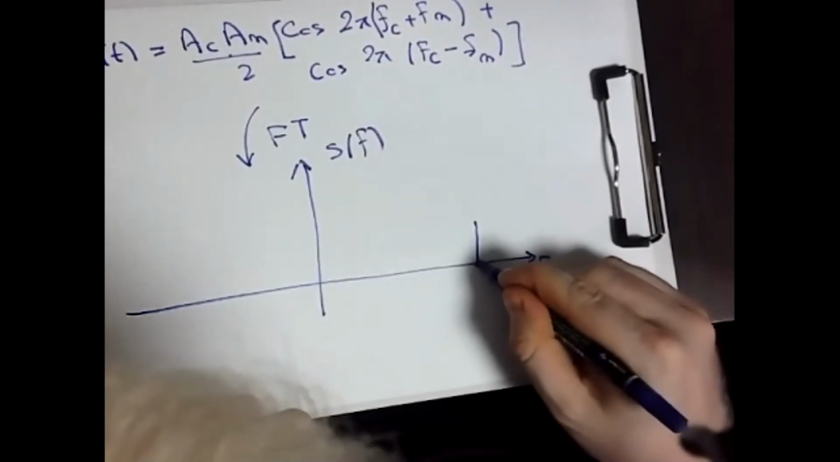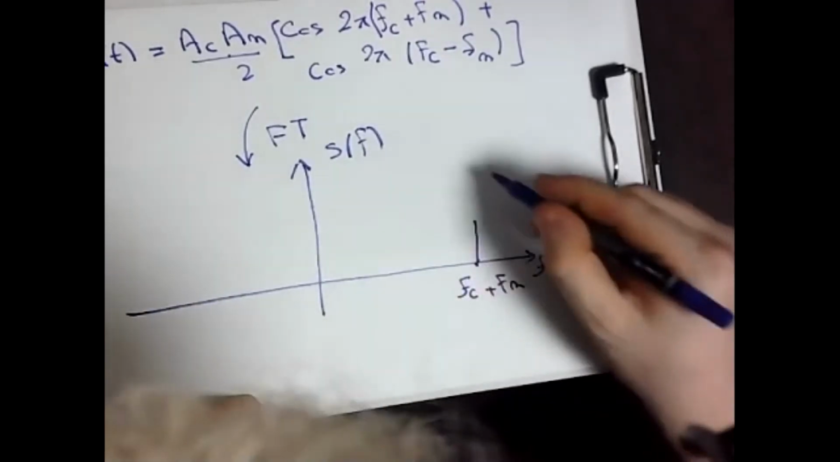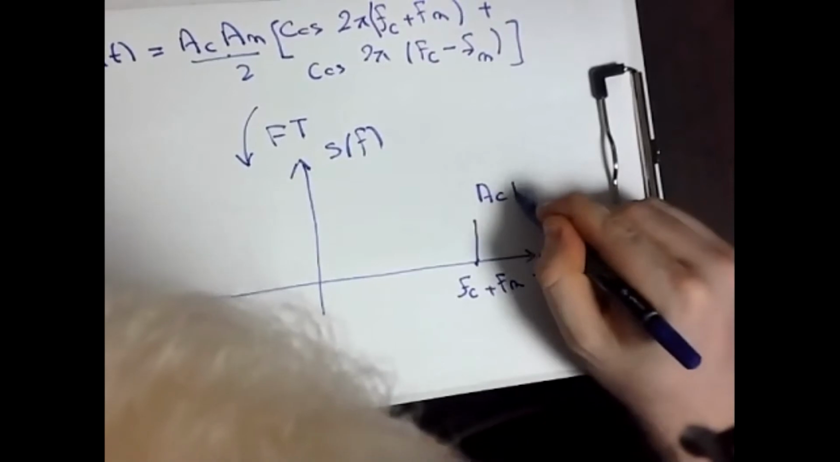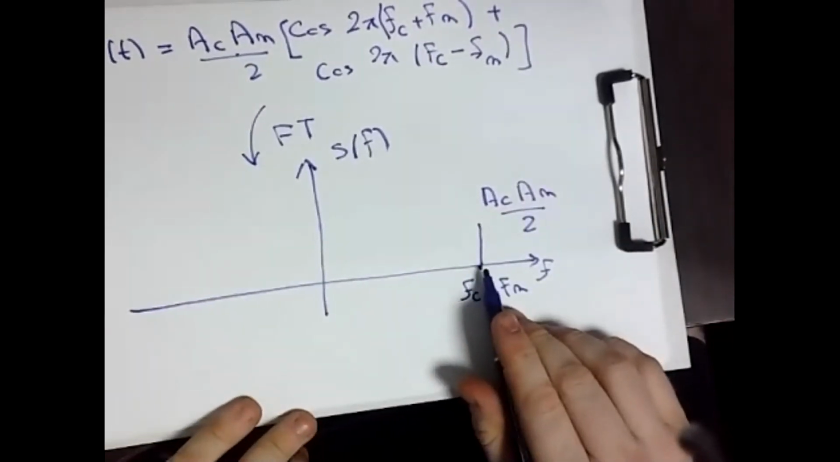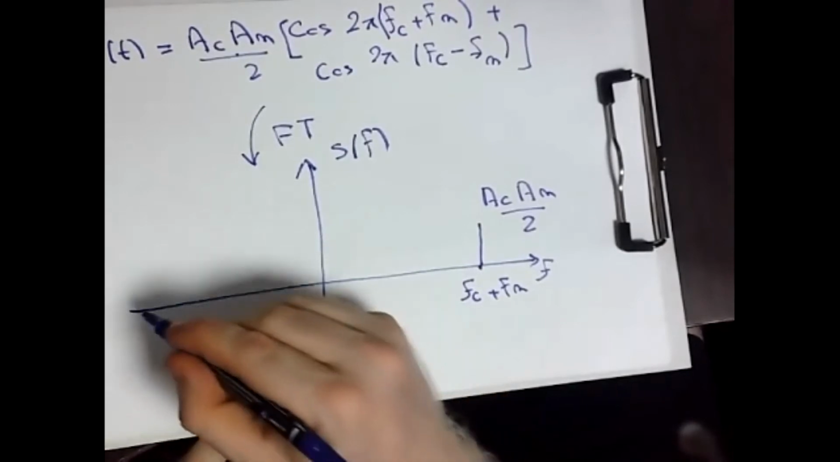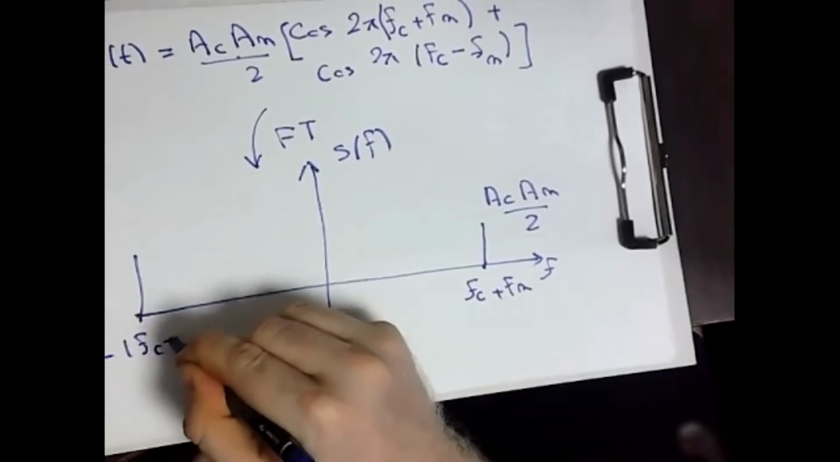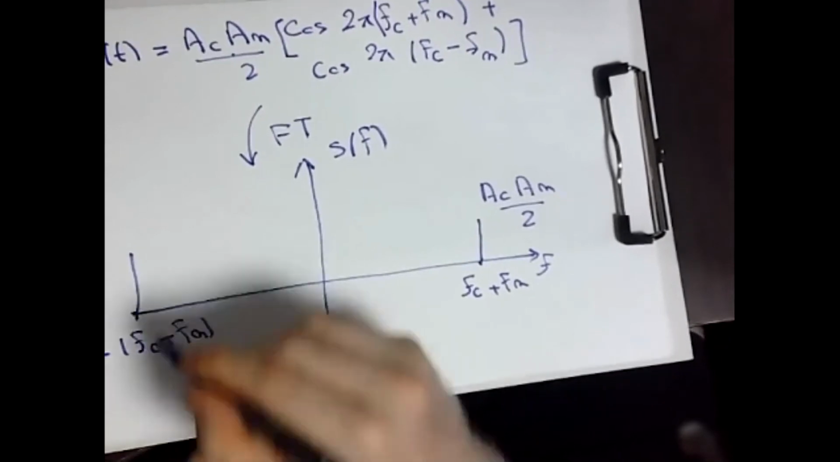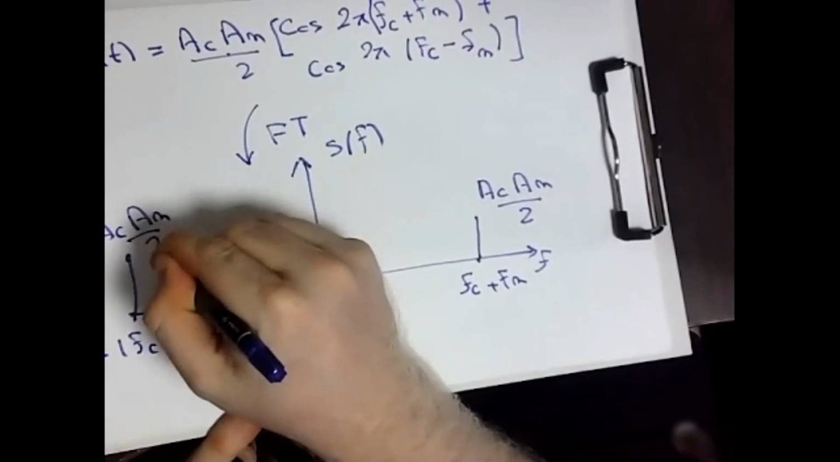So this is the first one, FC plus FM, and it has an amplitude AC AM over 2, and then this is the other component, which is simply minus FC plus FM with the same amplitude AC AM over 2.